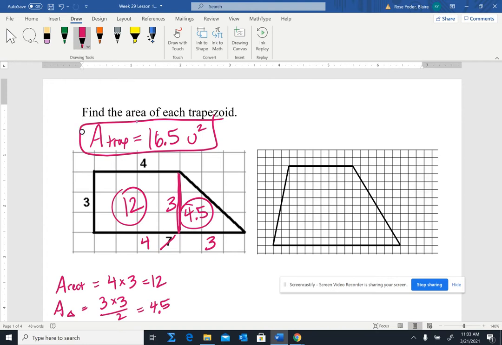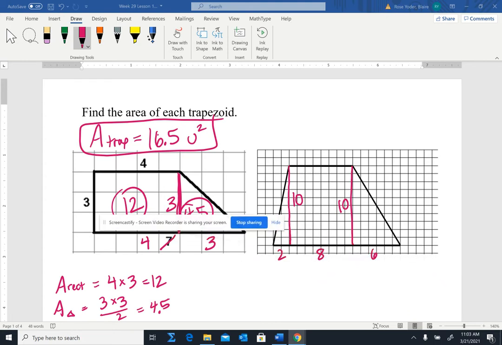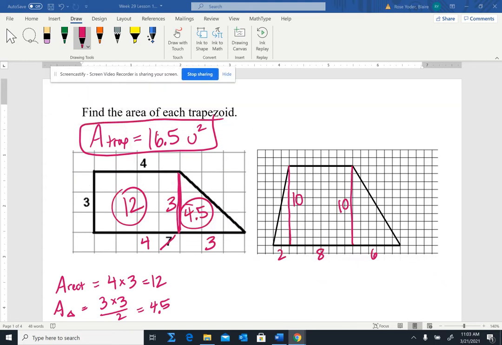So what I would do for this one is I would drop both altitudes. Always try to get a rectangle in there. The altitude that I just drew, I counted the boxes and it's 10 boxes. And then the base, this splits up into 2 boxes, 8 boxes, and 6 boxes. So just like we did in the last problem, we can find the area. This time it's 1 rectangle and 2 triangles.